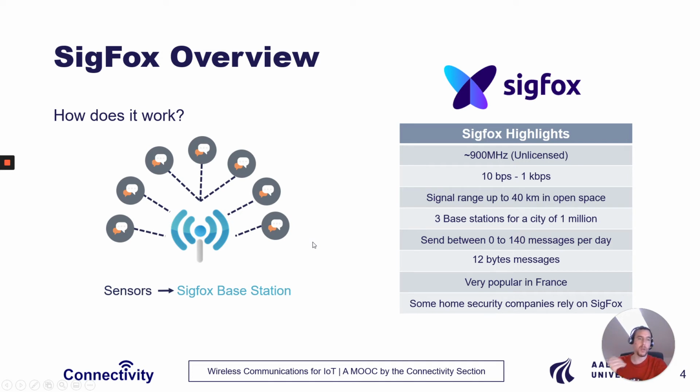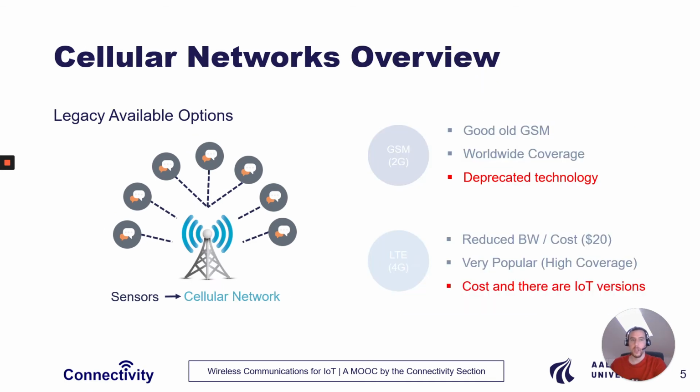When we look into now jumping to the license spectrum, this is cellular networks. Cellular networks deployment is very similar to what we just saw for Sigfox. You have the devices, the sensors, that connect directly to the cellular network, to the base station, and this is connected directly to the internet.